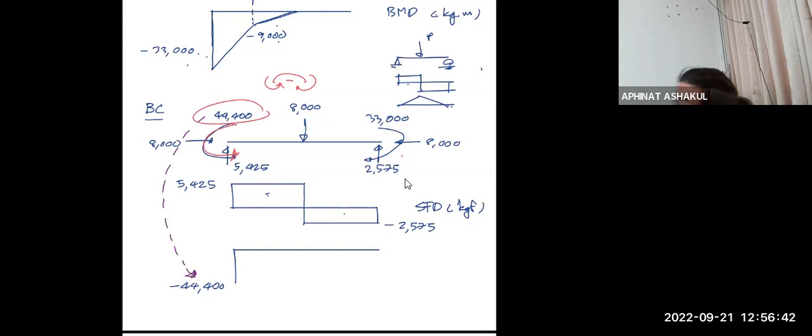There. Right? And you may as well proceed to say that here it has to be minus 33,000 as well, coming from here. Oops, sorry. That's a moment. That's a negative moment. And it gives you the value here.